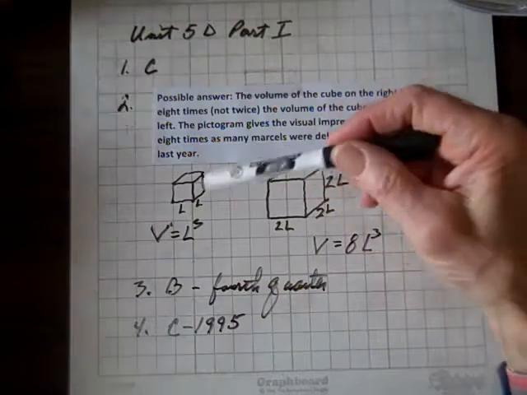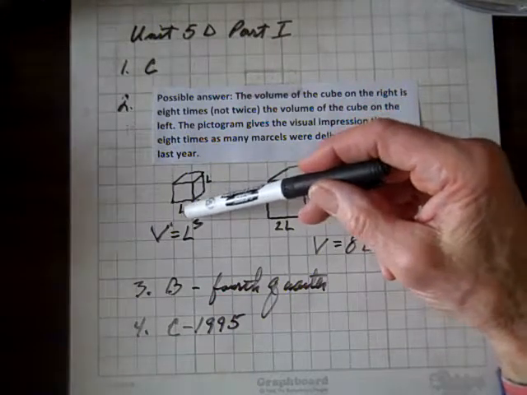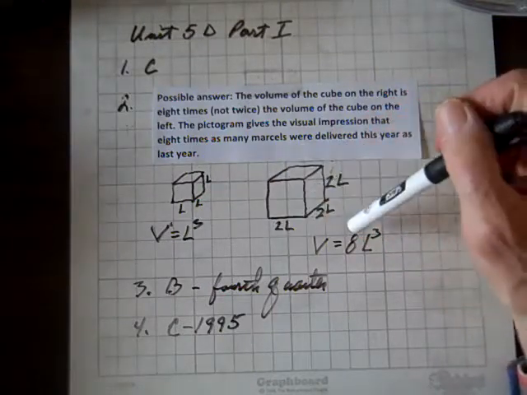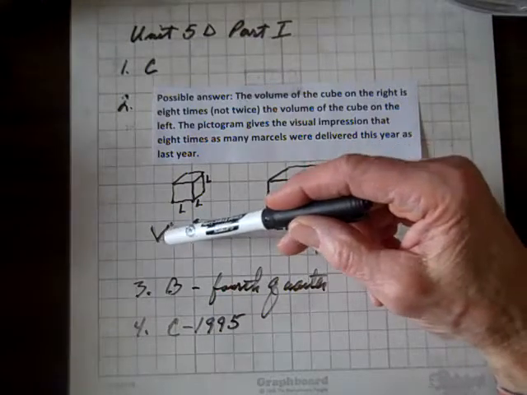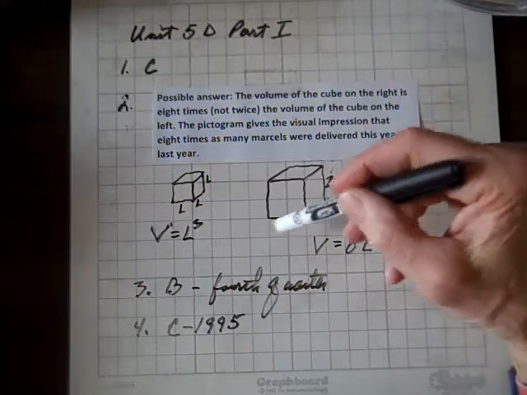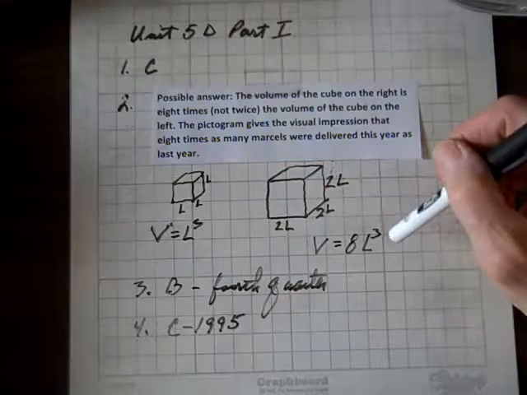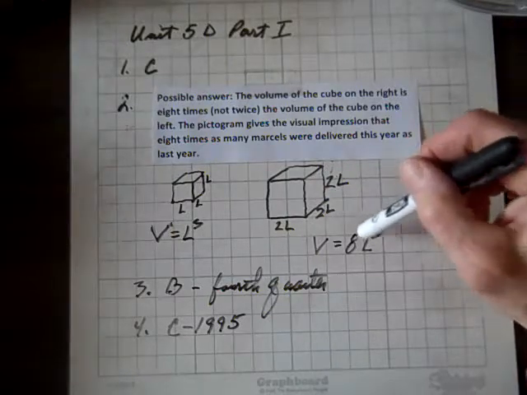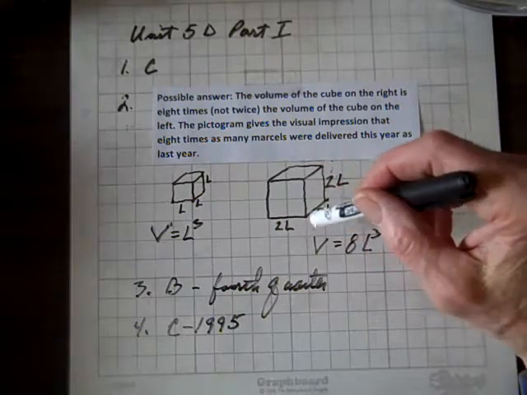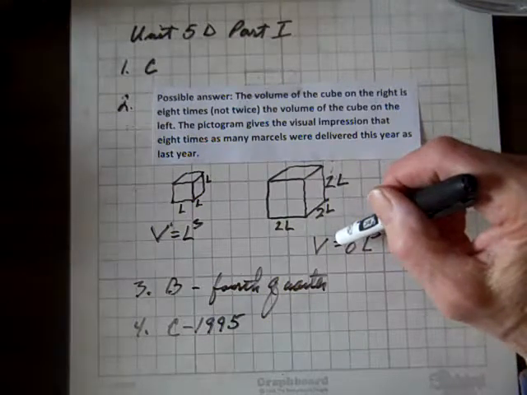Well, here's our smaller cube, and the length of every side is L. In our larger cube, we've doubled the length of every side, but if the volume of the smaller cube is L cubed, if you cube 2, you get 8. So the volume of the larger cube is 8L cubed. So the error is this hasn't been doubled. It has increased in size, in volume, by a factor of 8.